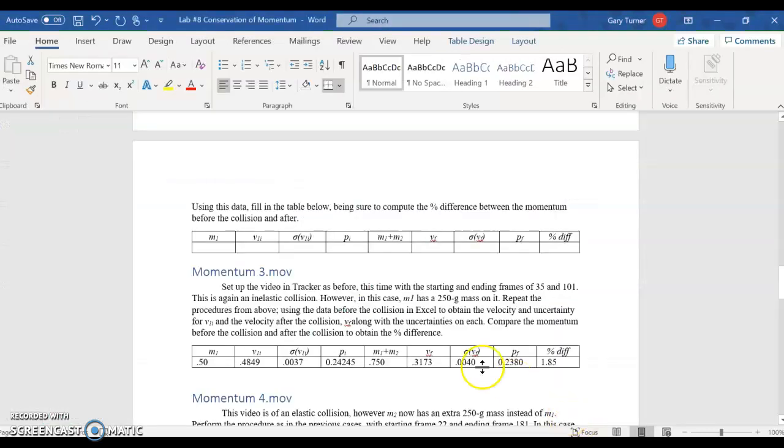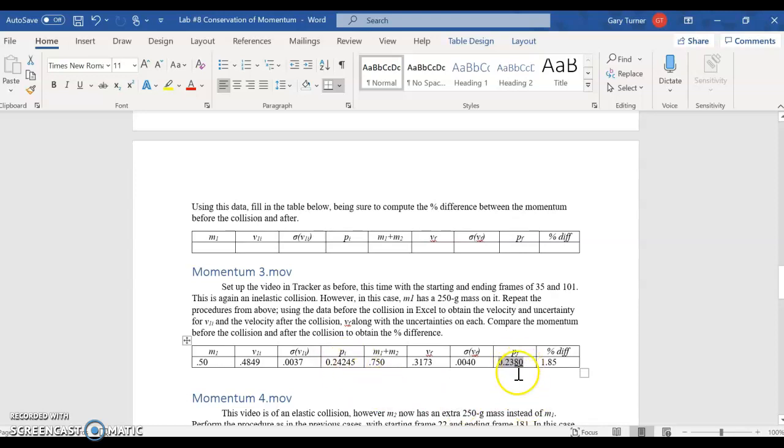That is the velocity of the carts after the collision. So now the final momentum can be calculated, because the final momentum is just the sum of the two masses, 0.75 multiplied by 0.3173. That gives you a final momentum of 0.2380. And now this percent difference is comparing your initial momentum to the final momentum.